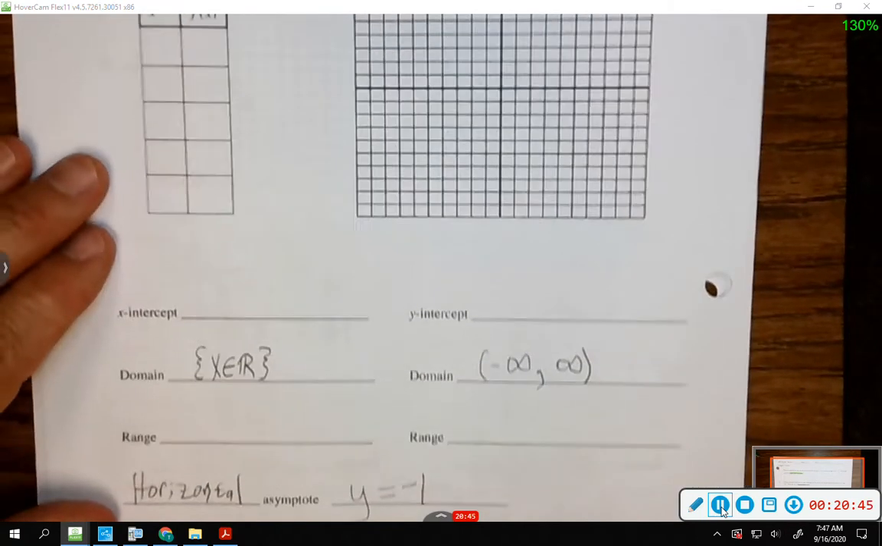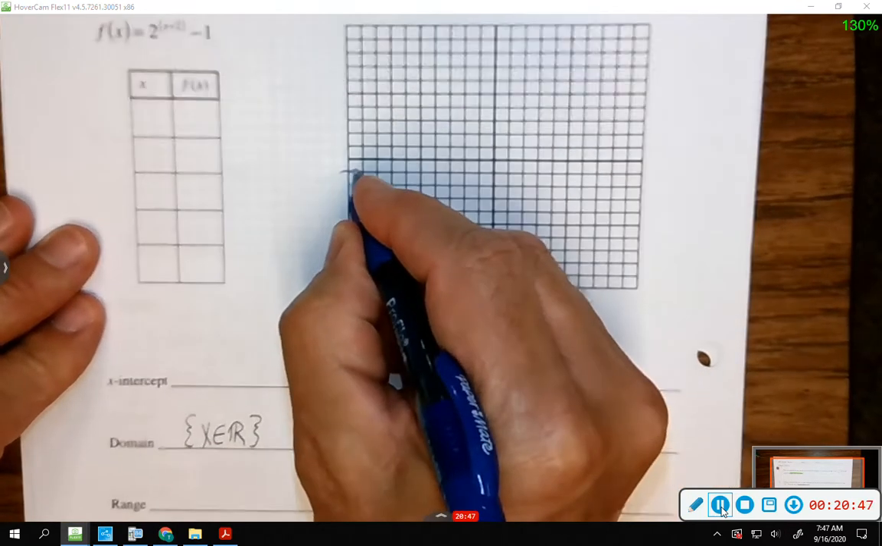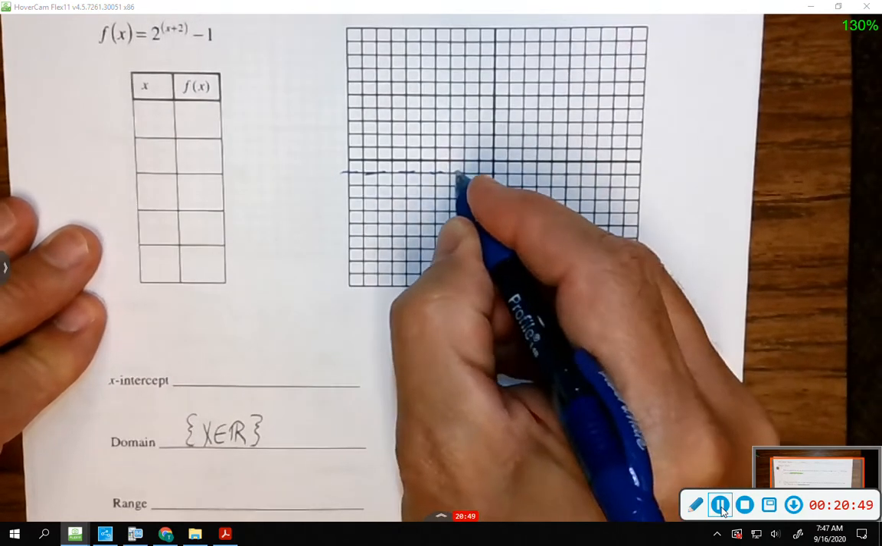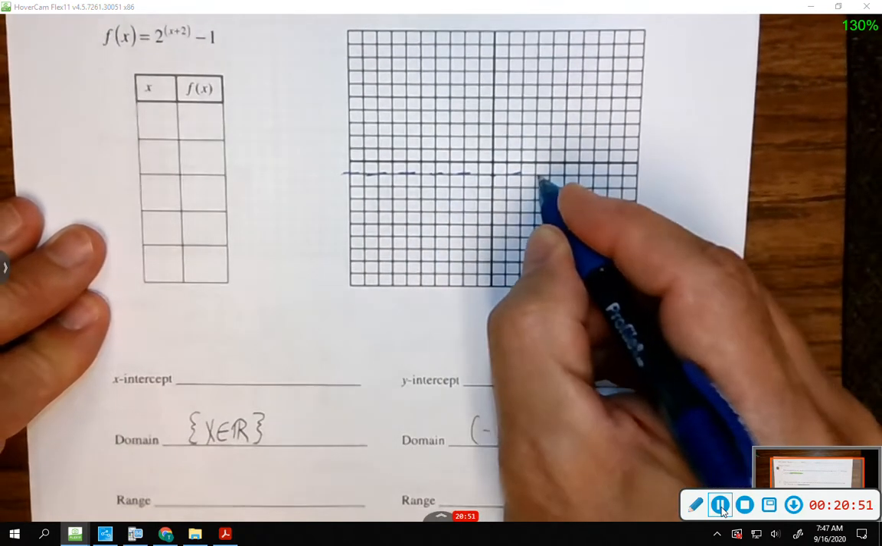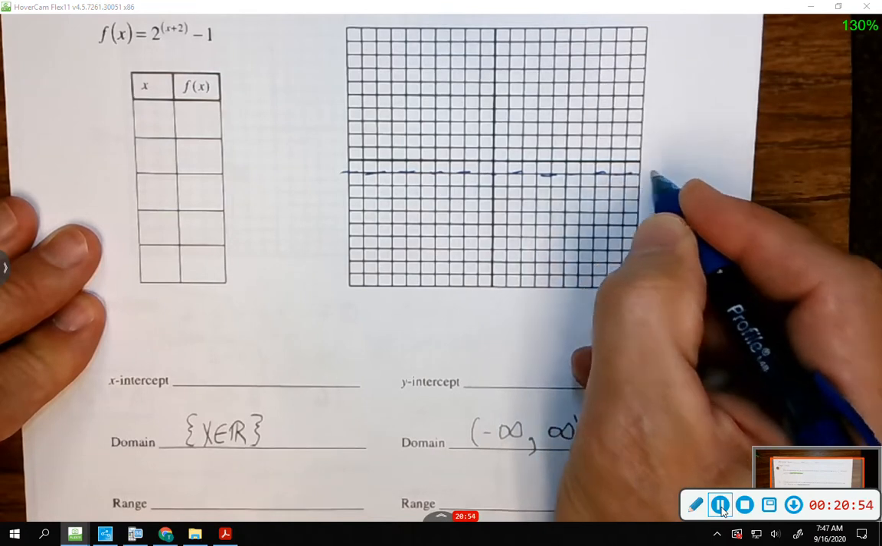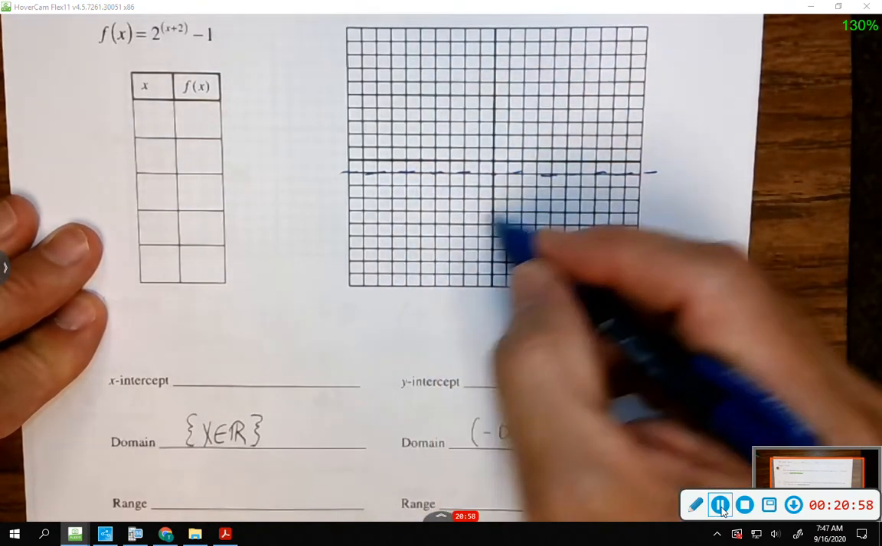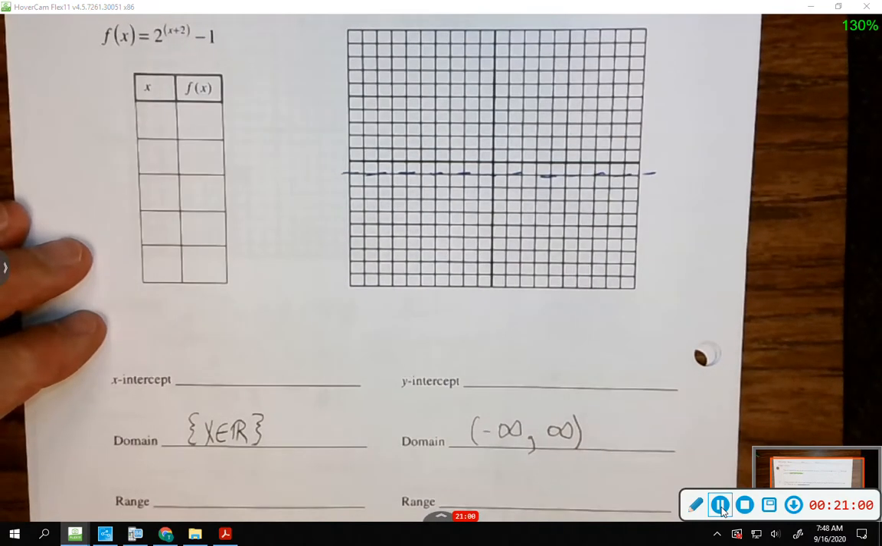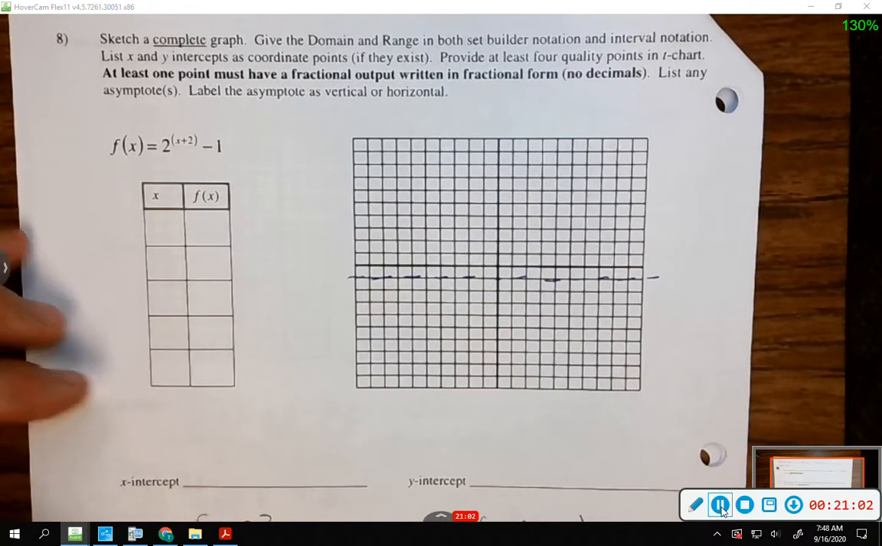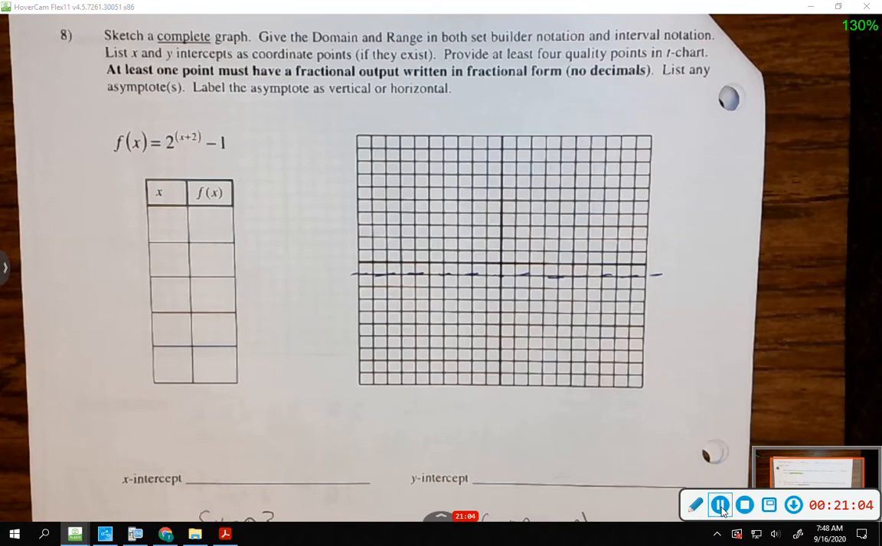And I'll do that right away. So that if I dot it in right away, I know that my graph is going to approach this asymptote. I just don't know if it's going to come this way or this way or this way or this way. I'm not sure. So let's start plotting some points and see how this graph evolves. But if you can determine the domain and the horizontal asymptote, that's going to help.